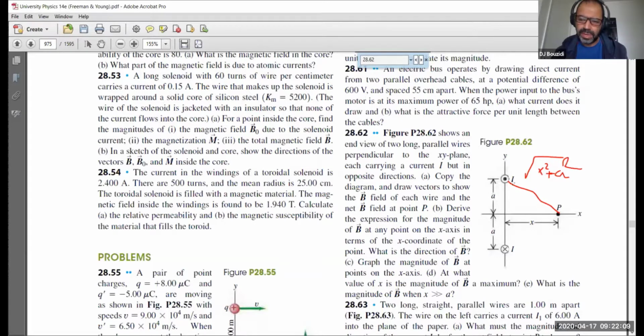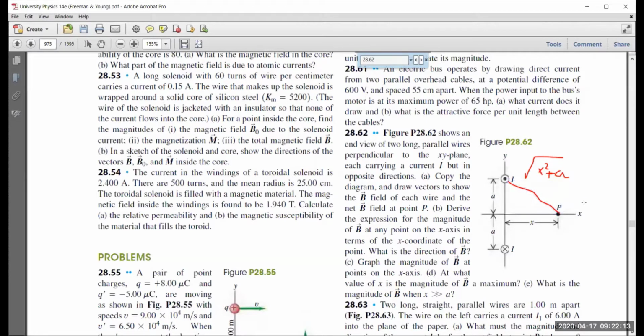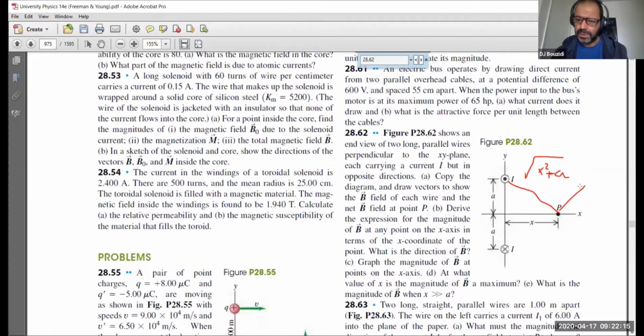This is a right angle triangle. This is the direction of B from the top. The other one is identical in magnitude, because the magnetic field is mu naught times I divided by 2 pi times the distance, and here is the distance, for this infinite wire.